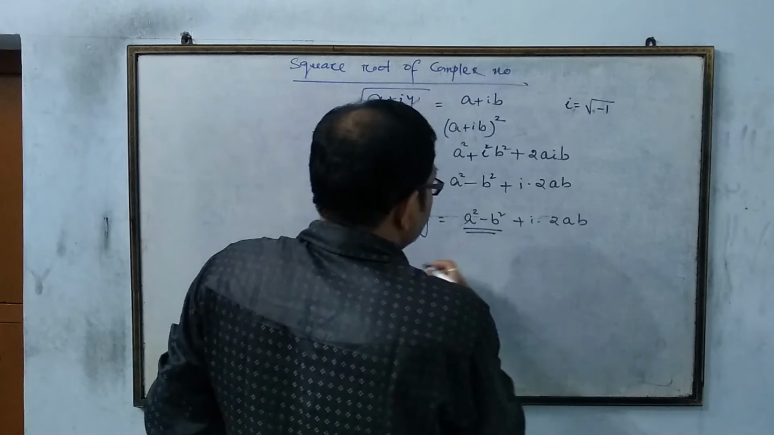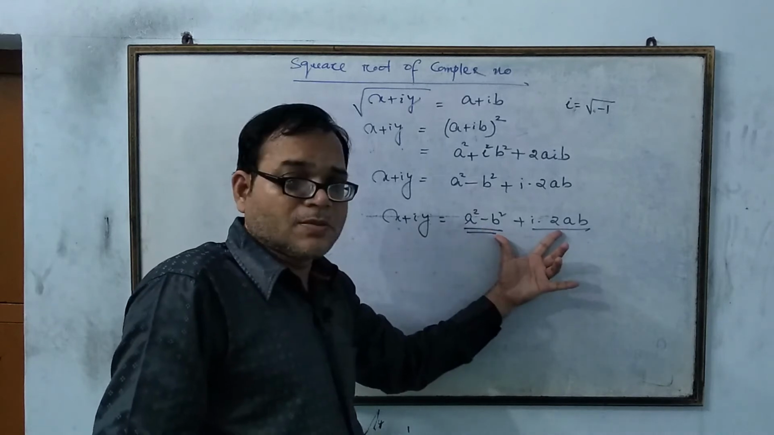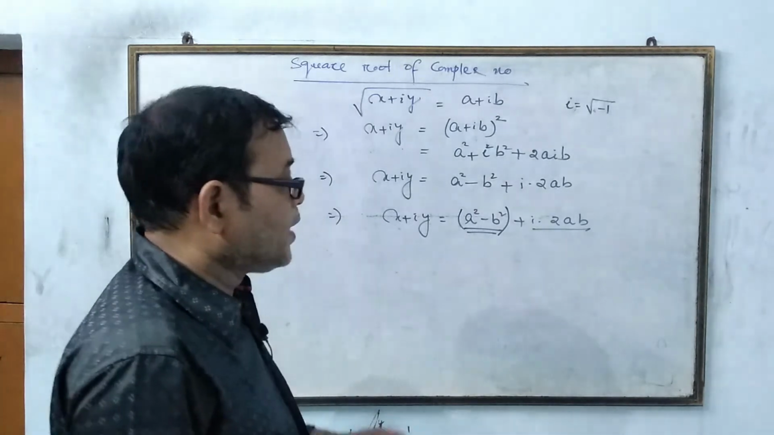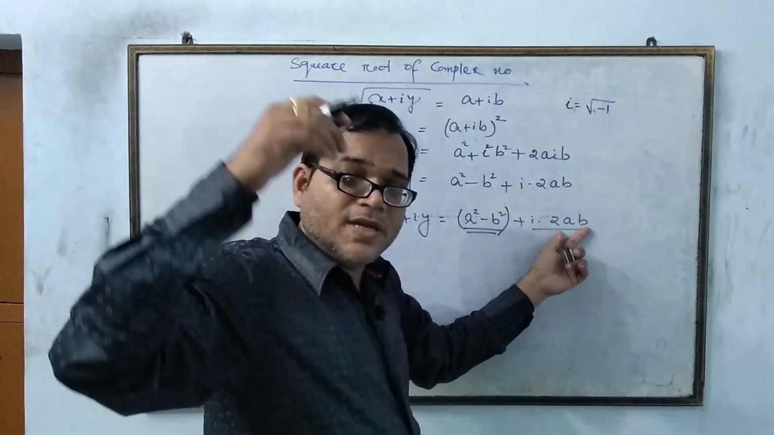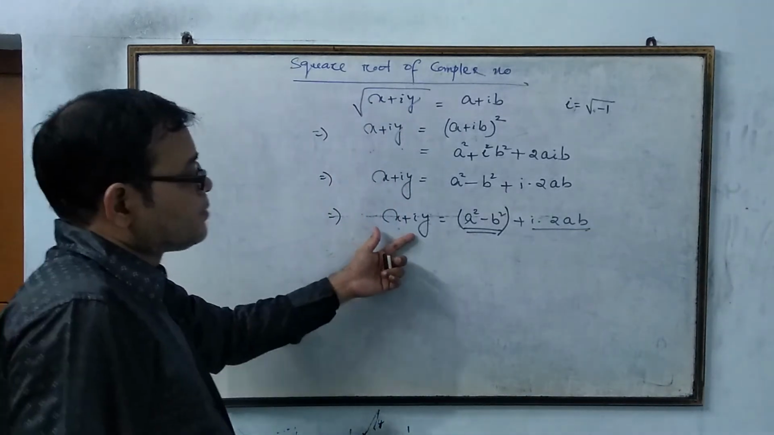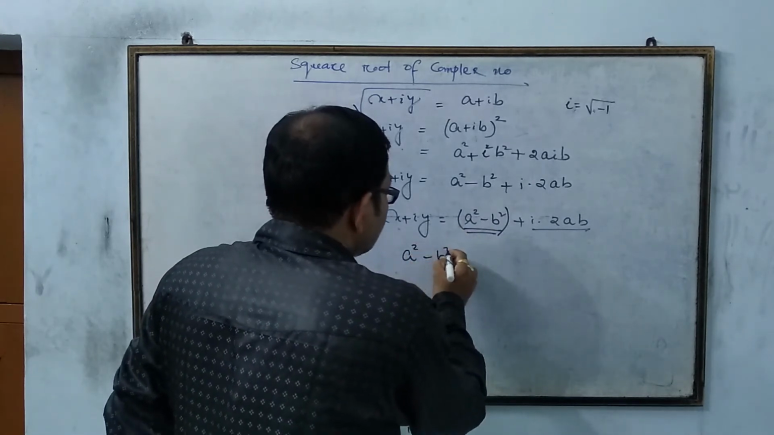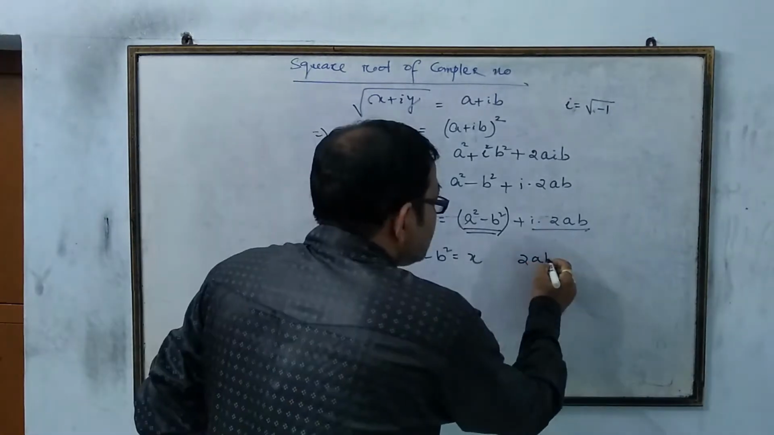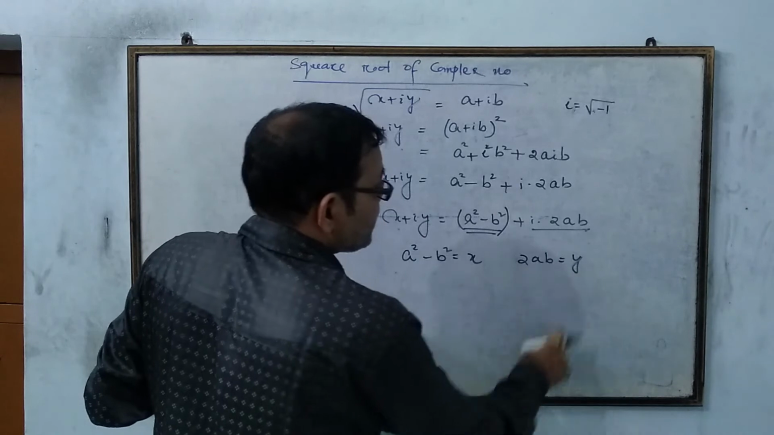These two are complex numbers. In this complex number, this is the real part and this part is the imaginary part. The part which is attached with i is the imaginary part. If two complex numbers are equal, then the real parts would be equal first. A square minus b square would be x, and the imaginary parts would be equal, so 2ab is equal to y. A square minus b square equal to x and 2ab equal to y.